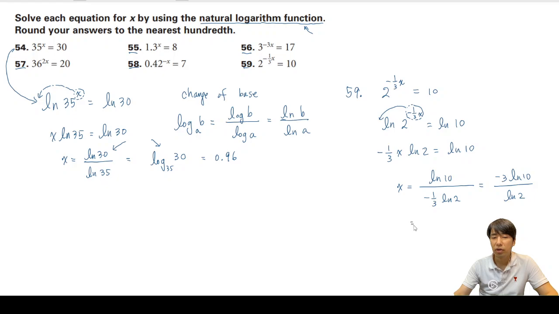So anyway, let me put this into the calculator. So ln 10 divided by, okay, negative 1 over 3 ln 2, is negative 9.97. All right.